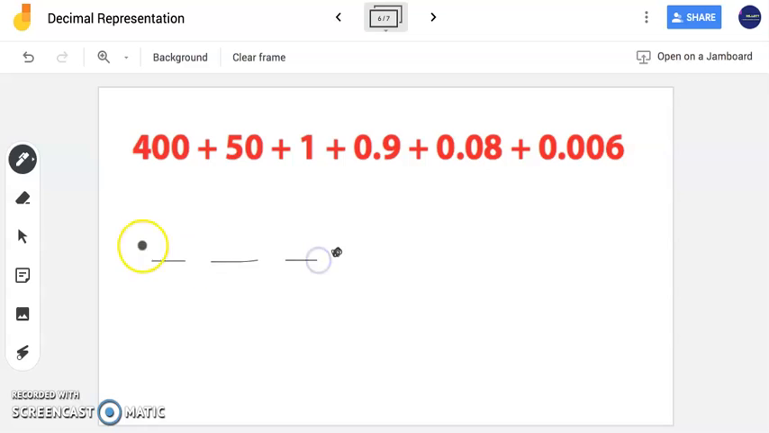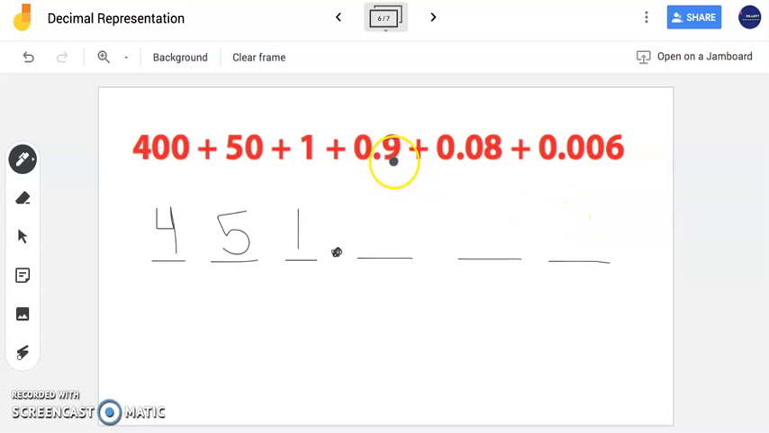So now let's take it digit by digit. I see 400, which is telling me that digit in my hundreds place is a 4. I see 50, which is telling me that digit in my tens place is a 5. And I see a 1, which is simply in my ones place. But now here I see we have a decimal going all the way up to the thousandths place, which is telling me I will have 3 digits to the right of my decimal point.